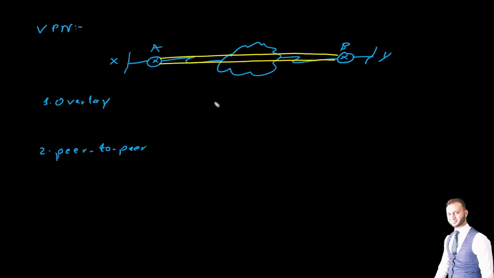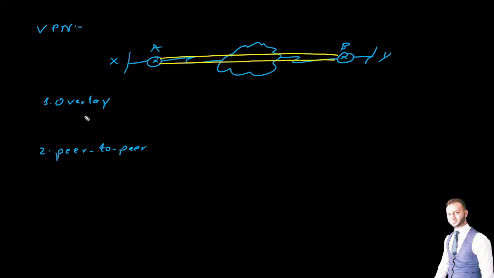However, in peer-to-peer, the service provider or the existing network that you have, where you would create another virtual network on top of it, would participate in the routing process of your traffic that's sourced from one side to the other side.